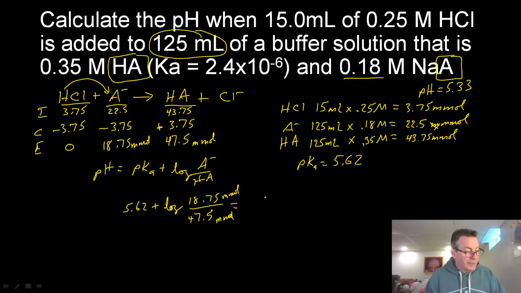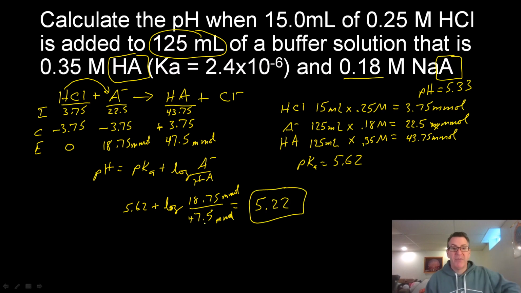And so when you do that, we come up with a pH of 5.22. Take 18.75 divided by 47.5, take the log of that, add that to 5.62. There's our pH. Does that answer make sense? Something you always want to ask yourself. I know that's hard when you're first starting out because you haven't done a lot of these. But think about the pH of our original buffer. That's why I wrote it up here. It was 5.33. That was just this 125 milliliters of buffer.